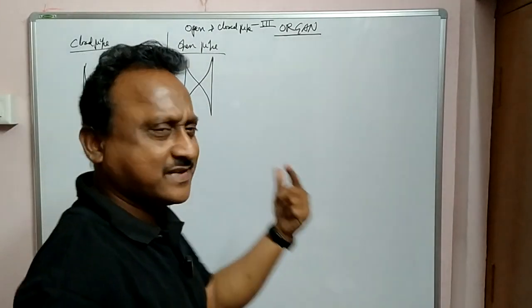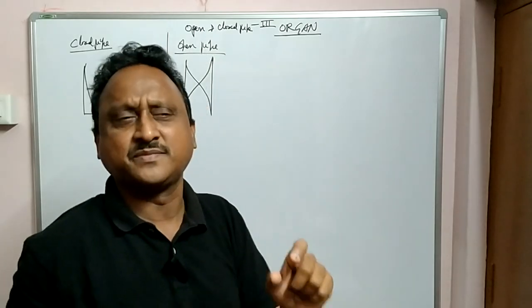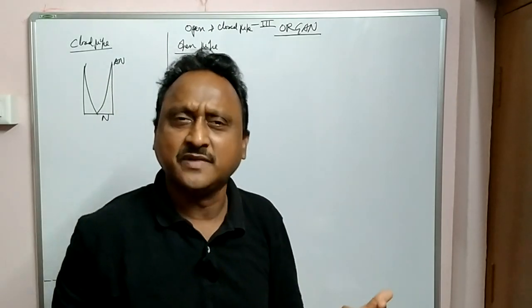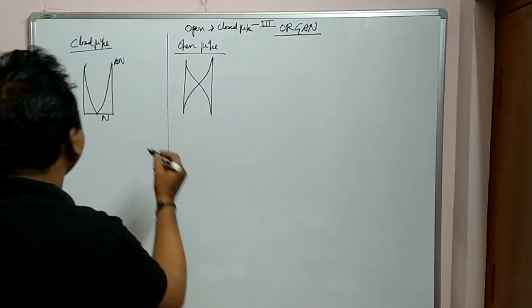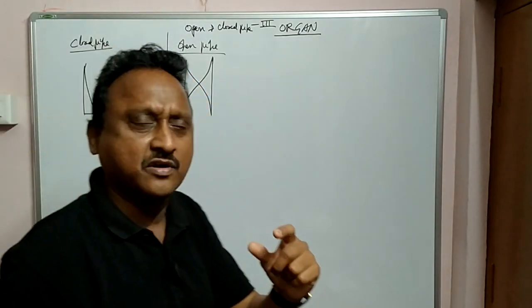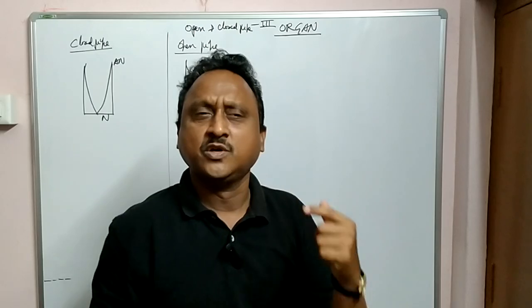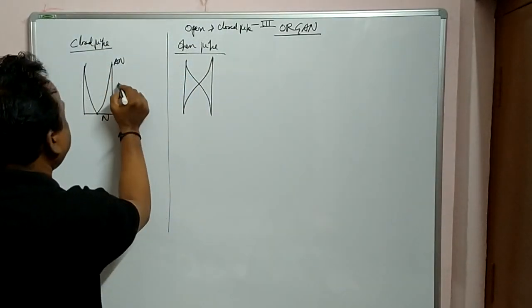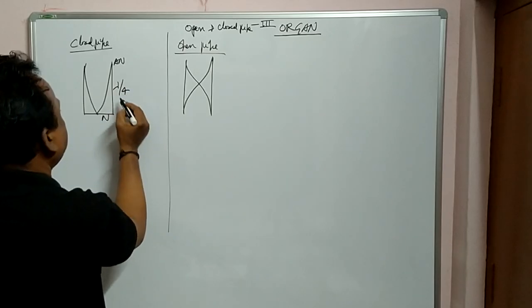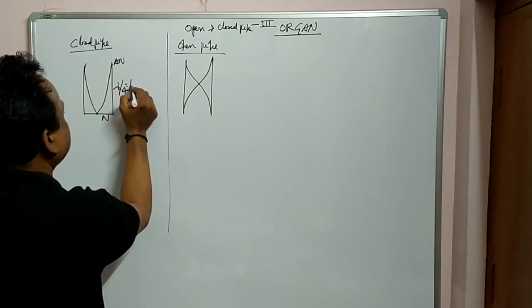Already I discussed in part 2 what a node is. Minimum displacement, amplitude 0, is a node; maximum displacement is an antinode. I have done one experiment also, and I have given some properties also: the distance between two successive nodes, two successive antinodes, node and antinode. So what is the node and antinode distance? Lambda by 4. This is the closed pipe length.